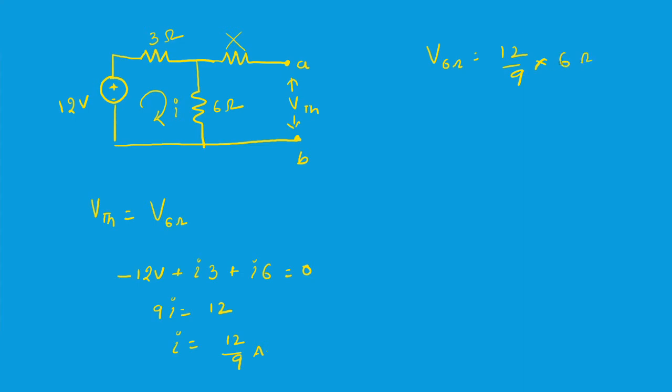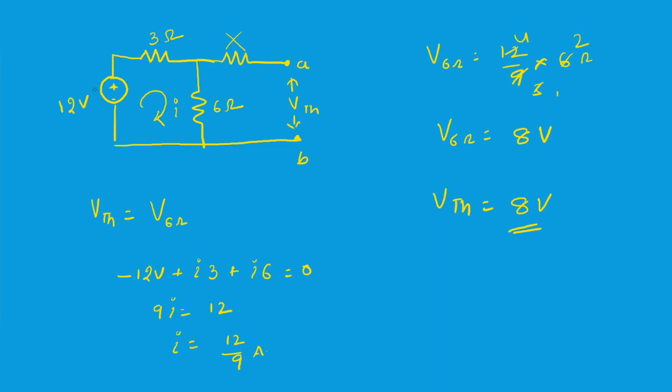Which is very simple. You can do that: 3 fours, then 3 ones, then 3 twos. Okay, so the voltage across this 6 ohms is going to be simply 8 volts. So VThevenin is going to be 8 volts. Did you get the point? So this is how we have to calculate.